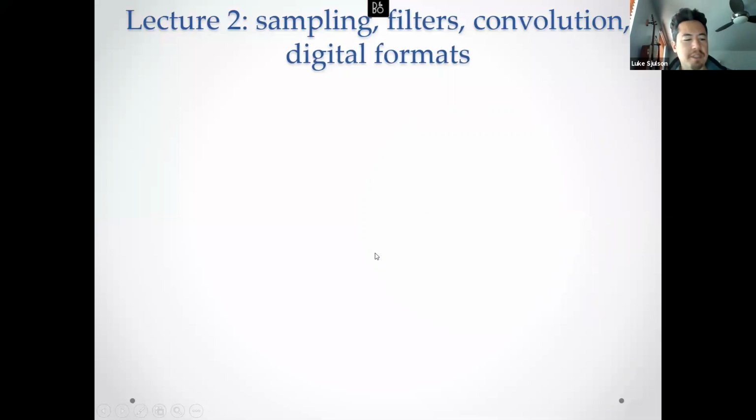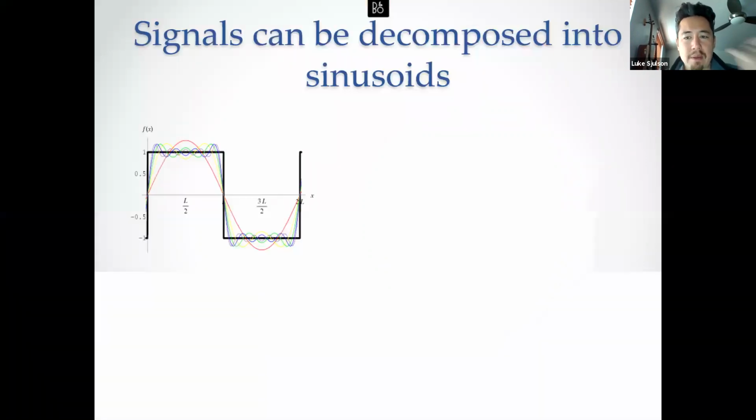Okay, so today we're going to be talking about these topics: sampling, filters, convolution, and digital formats, what the data looks like when it's on the inside of a computer. Okay, so last time we talked a lot about signals, voltages that vary as a function of time.